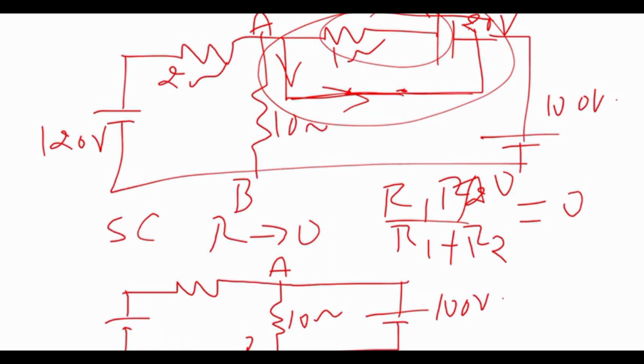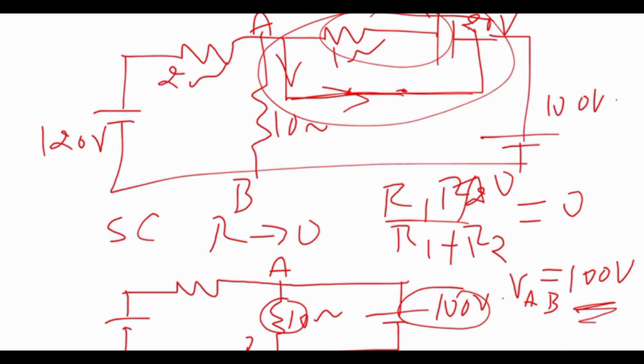Now we want to find the voltage drop across AB. We know the concept from the parallel circuit that the voltage drop across parallel branches will be one and the same. Now we can see this 100 volts is connected in parallel across the 10 ohm resistor. So from this we can write the drop across VAB will be 100 volts directly. This is how we find that when the switch is open it will be 112.5 volts, and when the switch is closed it will be 100 volts.